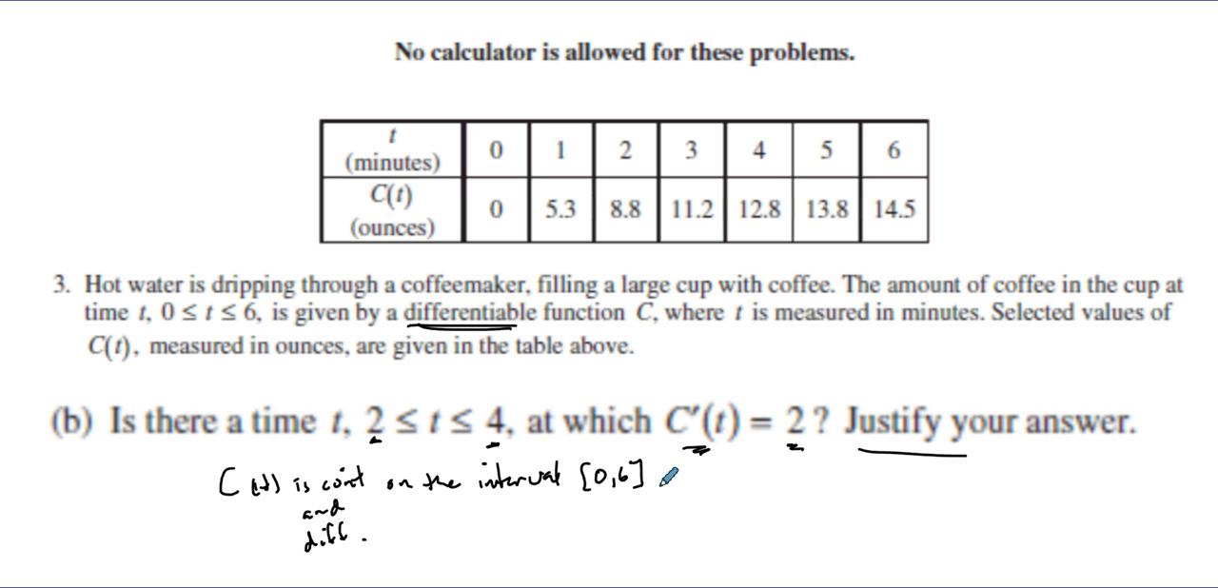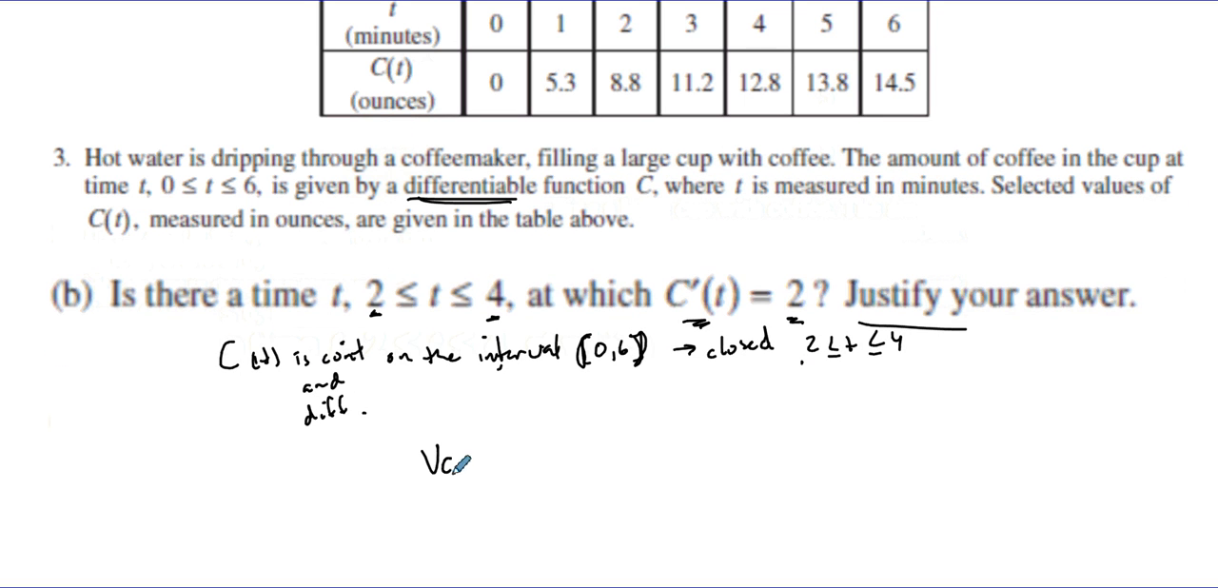We also know we have a closed interval, where this is closed from 2 to 4. Now, because we have these two things, we are looking at a value theorem that we probably could use. And that is generally always on the AP test. Sometimes you can use the intermediate value theorem and whatnot. But because C prime of t is saying that the slope of C is going to equal 2, this looks like the mean value theorem of differentiation.